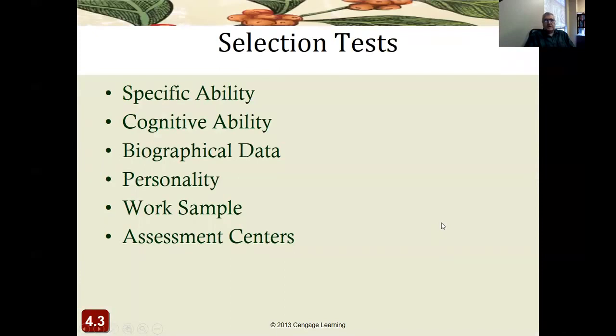Some tests can be given to applicants, such as specific ability tests, cognitive ability tests, personality tests, and work sample tests. An assessment center is also a tool that can be used to see potential supervisors and managers.